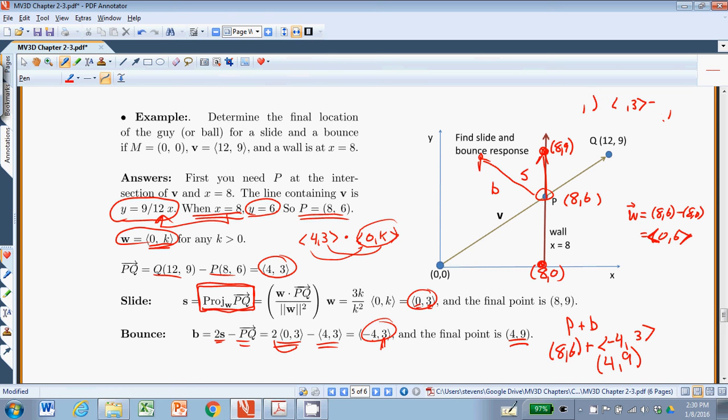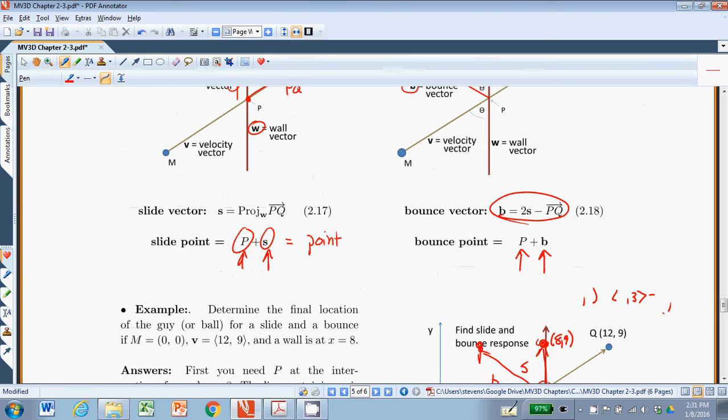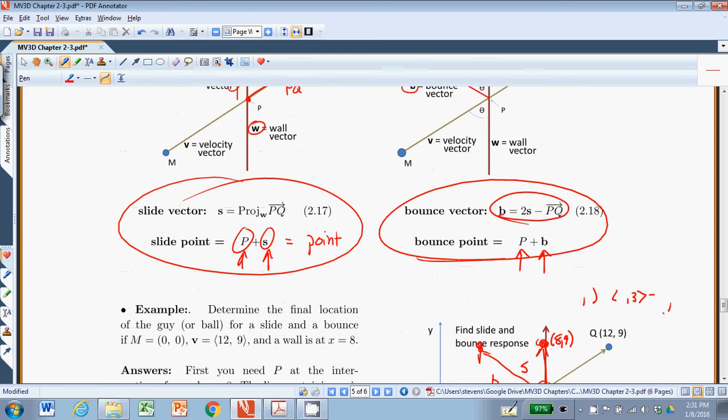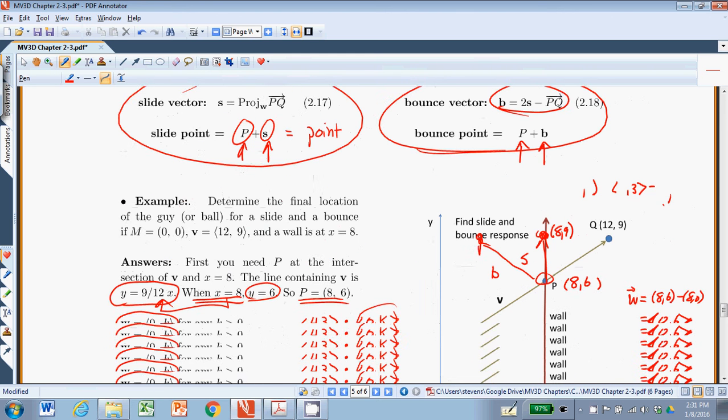All right, so I can get my bounce and my slide, the actual bounce vector, slide vector, and then my bounce point and my slide point. No trig. That's the magic. Now in this case, you could have done it probably just by some geometry and reflecting things across lines. But it's not always that simple. These formulas here will work, and they will always work. And you can make them work in a machine.